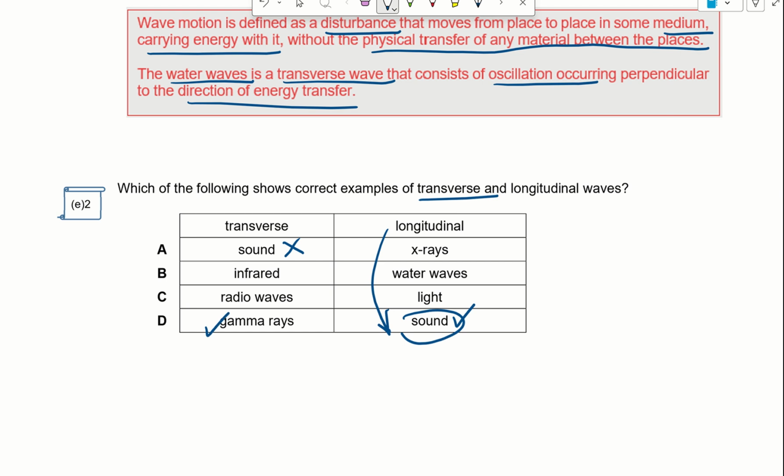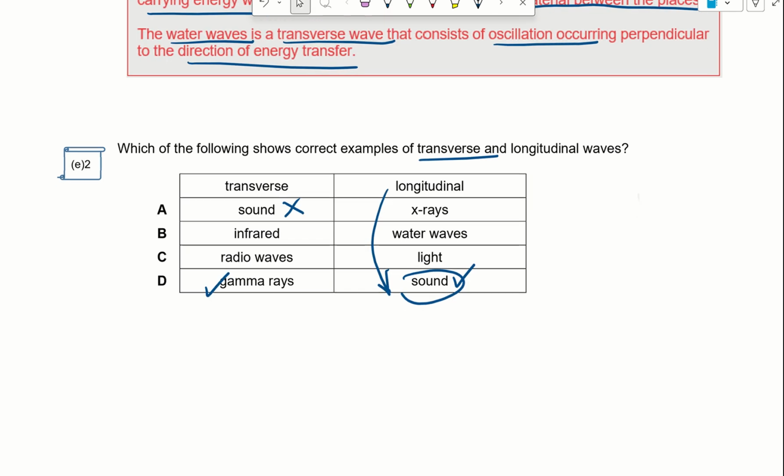Gamma rays is also a transverse wave. It will be covered later on in the EM spectrum. So for this, the answer is D.